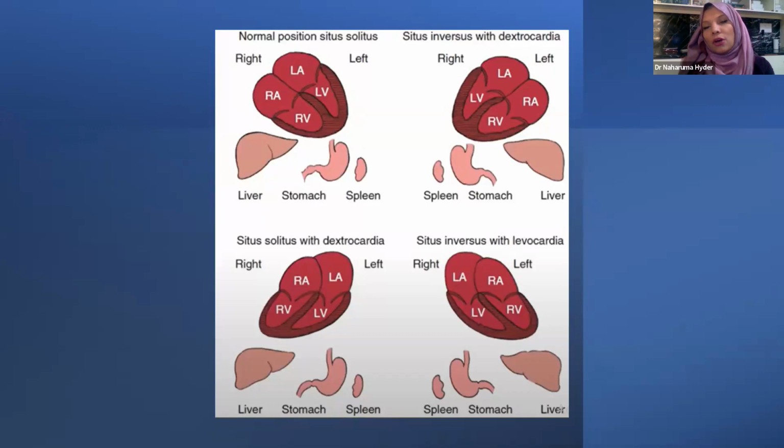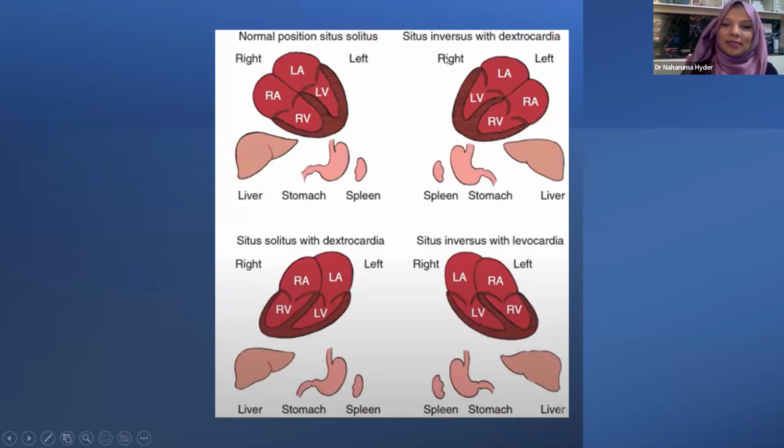To read the congenital ECG, we have to know some terms, like the normal position of the heart that we label as situs solitus. Basically, situs solitus is labeled visceroatrial situs. What does it mean? Visceroatrial situs means my visceral organs, the liver on the right side, and the stomach and spleen on the left side. And atrial situs solitus means the right atrium on the right side and the left atrium on the left side.